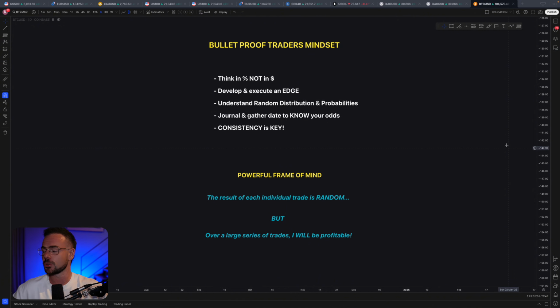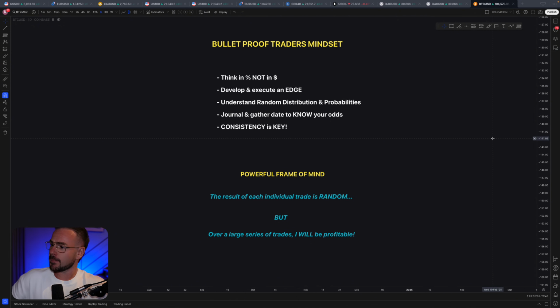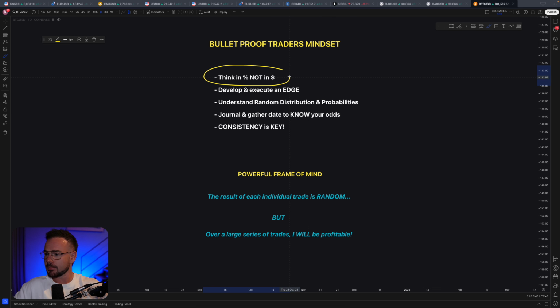But let's get back into this lesson, right? Bulletproof trader's mindset. Now, one of the biggest concepts we need to understand is we're thinking in percentages, not as dollars. Because when we start thinking in percentages, we can really scale that. Okay. If we think in dollars, we're really limiting ourselves. So you need to be a really probabilistic thinker, thinking percentages, thinking strike rate, thinking in your percentage wins.